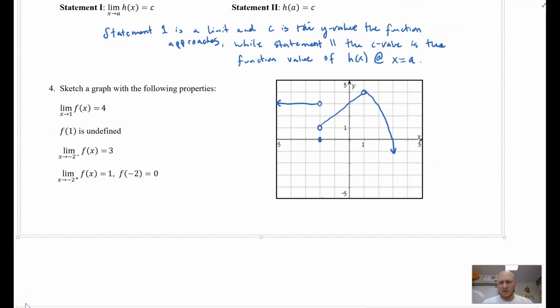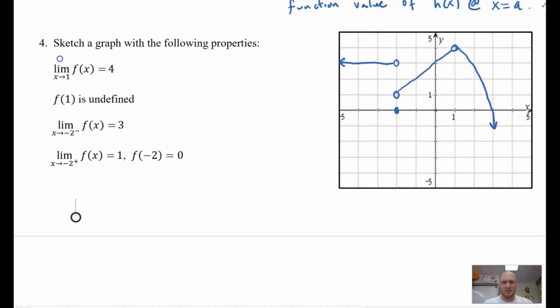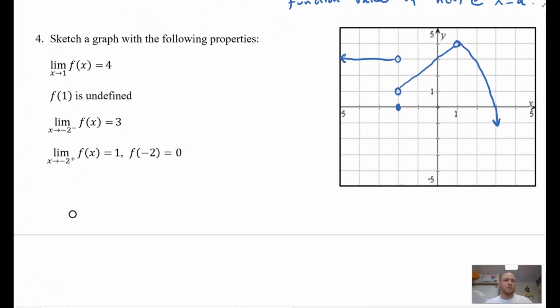All right, here is what I got for this answer for number 4. This one was fun. Looking at the first condition, the limit as x approaches 1 of the function f of x is equal to 4, so we want the limit to be equal to 4, and also f of 1 is undefined, so that's why I put a hole there. That's kind of what I did first. Maybe I should label this graph too. This is y equals f of x.